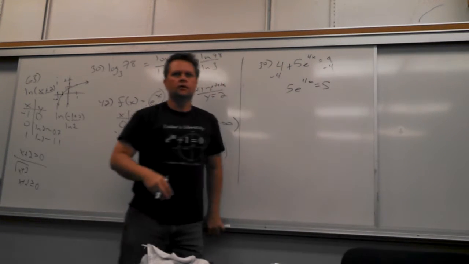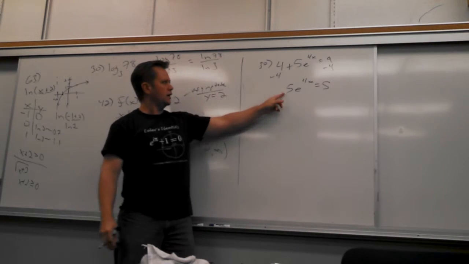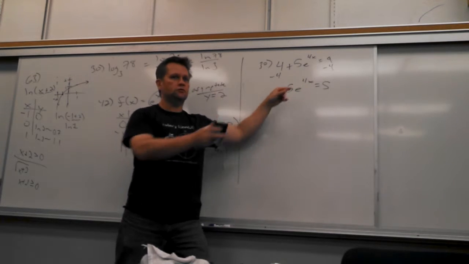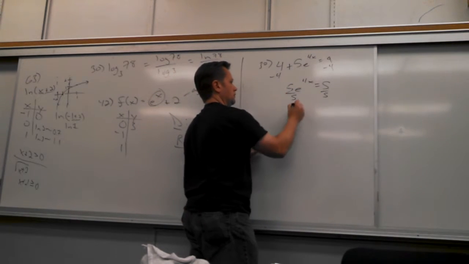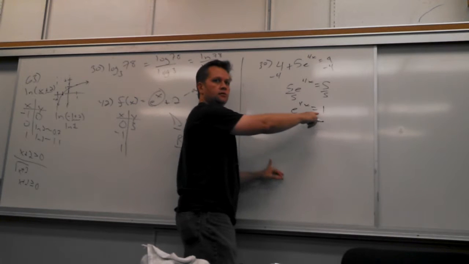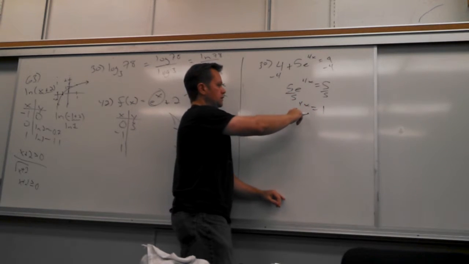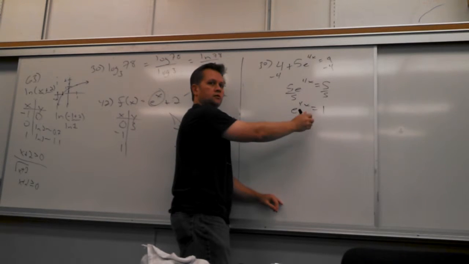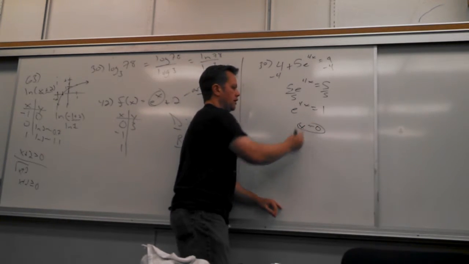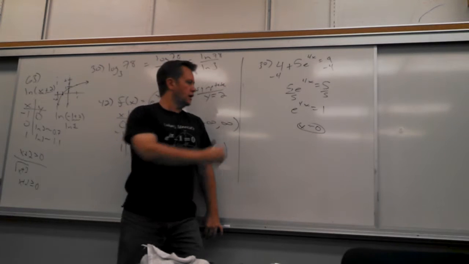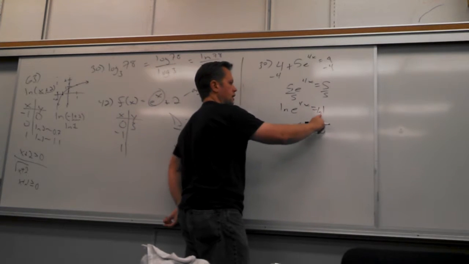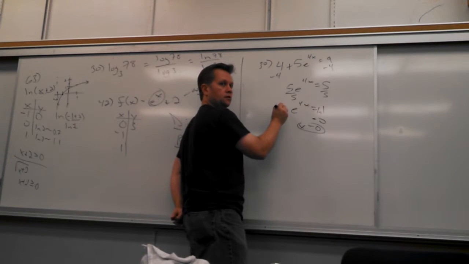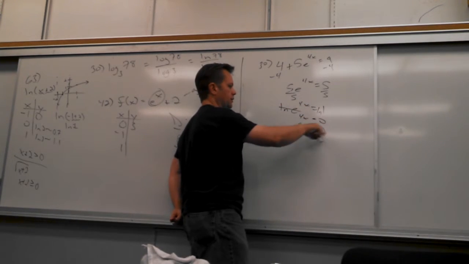Now, it's got to be 5 times something. I can divide by 5, right? So that's got to be 1. And what's the only way you can raise something to a power and make it 1? 0. So the x has got to be 0. You don't have to do any weird stuff. Now you could take natural log of both sides. What's the natural log of 1? 0. What's the natural log of e to the 4x? 4x. Bam! 4x equals 0, divided by 4.